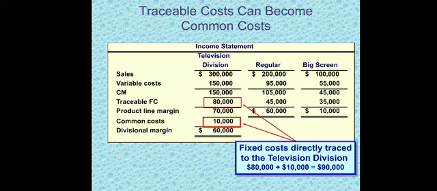So always remember, when you have to prepare an income statement for business segments, always be aware that you have to show two types of fixed costs. Only traceable costs can be divided or allocated to different segments. Common fixed costs cannot be divided or allocated to different segments. Okay.